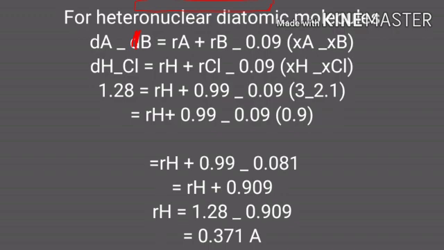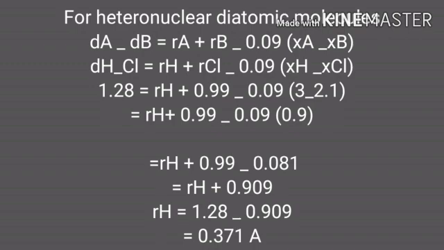First write the Shoemaker-Stevenson equation: dA-B equals RA plus RB minus 0.09 into XA minus XB. Consider atom A hydrogen, atom B chlorine. The internuclear distance between hydrogen and chlorine atom is 1.28. Next, substitute these values in the Stevenson equation. So, dH-Cl is equal to RH plus RCl minus 0.09 into XH minus XCl.